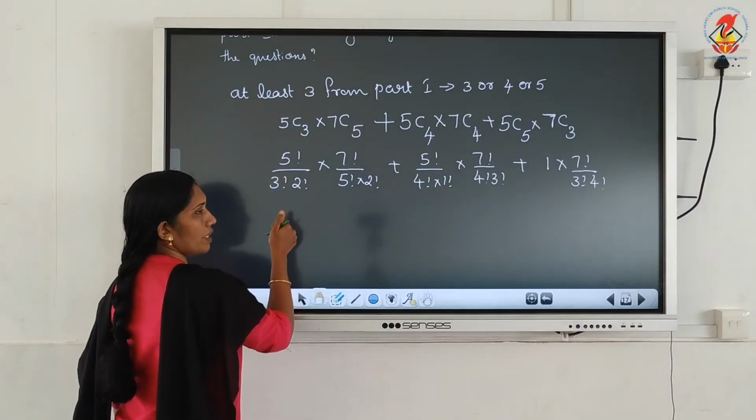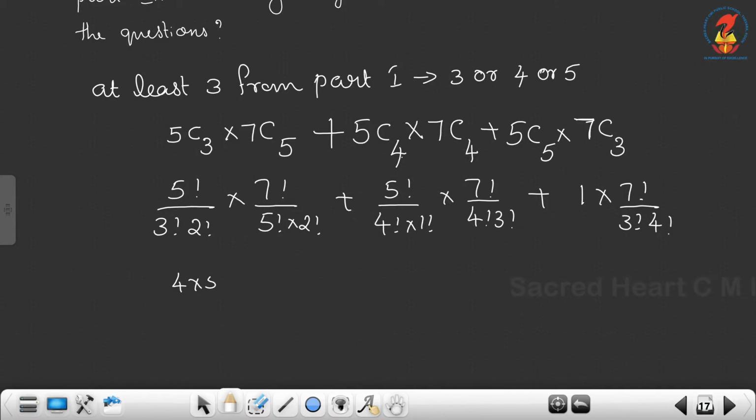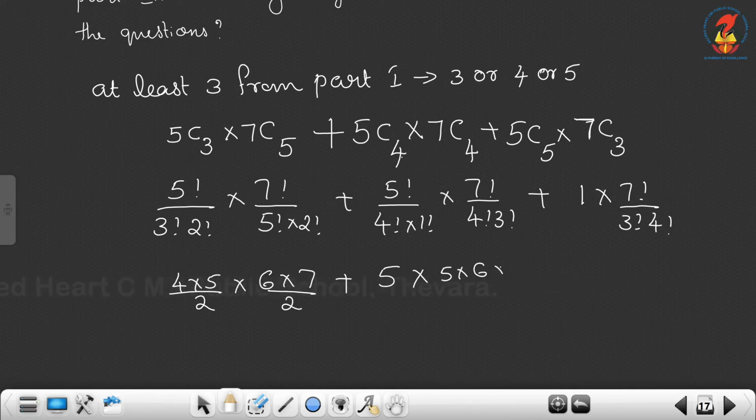So 5 factorial by 3 factorial, 2 factorial. We can cancel 3 factorial, then 4 into 5 by 2. 5 factorial cancels, 6 into 7 by 2, plus 5 into 4 cancel, 5, 6, 7 by 3 factorial, which is 6. Then 4 cancel, 5, 6, 7 by 6.